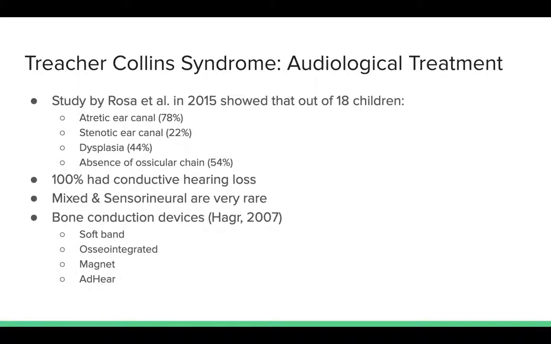Surgery for an osseointegrated bone conduction hearing device can take place after the age of 5 years old. However, it's noted in an article by Hagr in 2007 that this is a challenging population to have this surgery because of their abnormal skull contour. This makes them susceptible to trauma and more difficulties post-operation about 15% of the time.